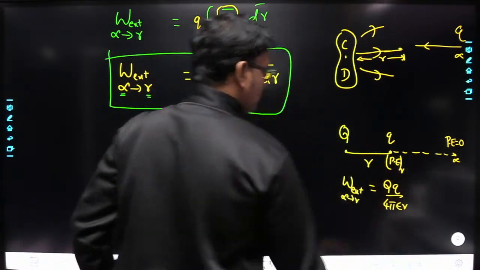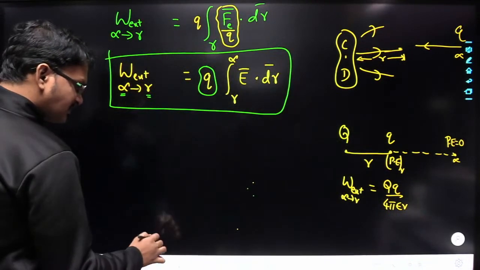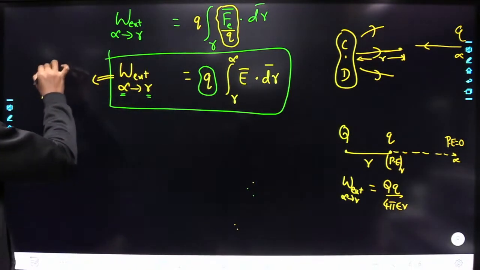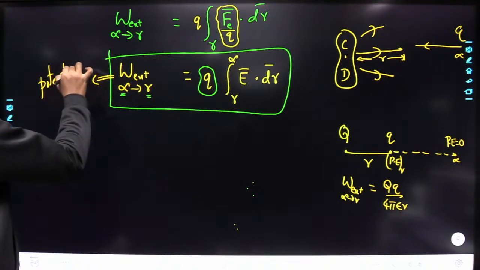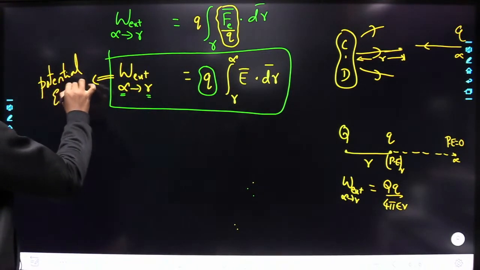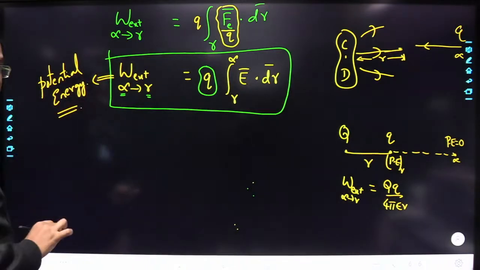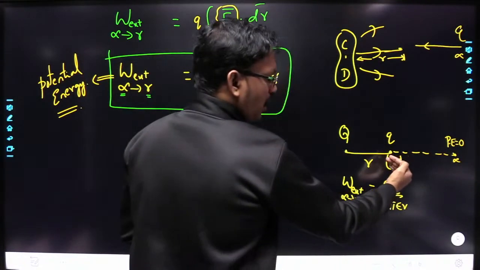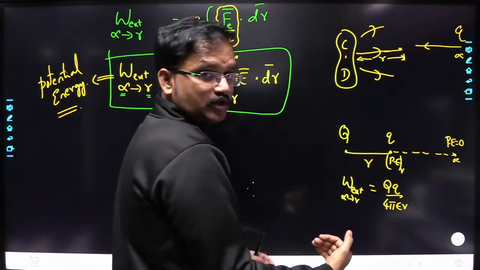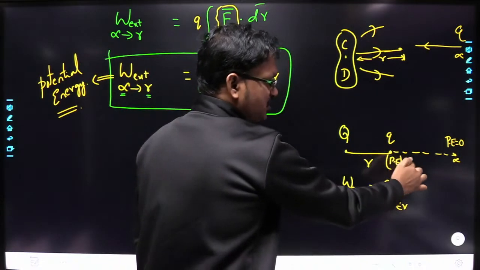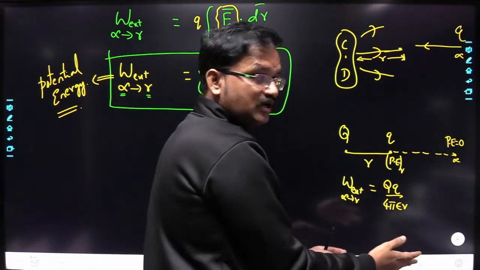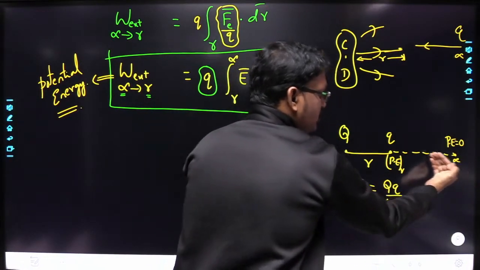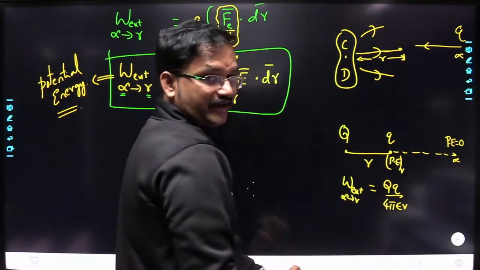I have already told that this work done, we call it potential energy. As you move the charge from infinity to R, the potential energy at R is Qq by 4 pi epsilon R, whereas at infinity the potential energy is equal to 0. So as you move the charge from here to here, you have gained potential energy.